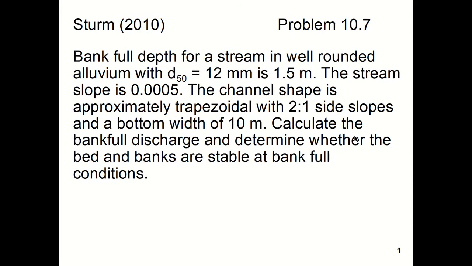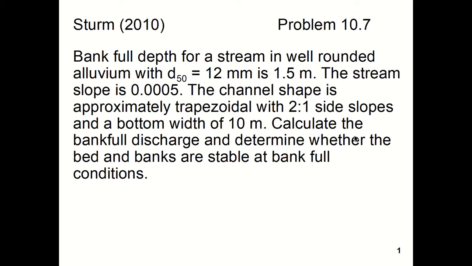Our next example is problem 10.7 from Sturm 2010. The bankfull depth for a stream in well-rounded alluvium with D50 equals 12 millimeters is 1.5 meters. The stream slope is 0.0005. The channel shape is approximately trapezoidal with 2-to-1 side slopes and a bottom width of 10 meters. Calculate the bankfull discharge and determine whether the bed and banks are stable at bankfull conditions.